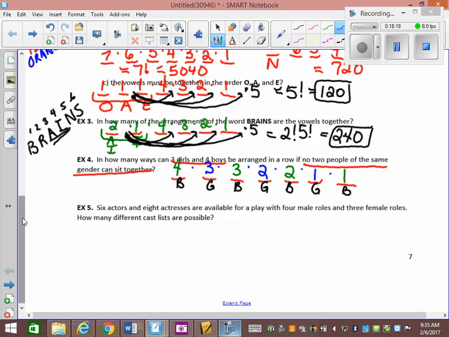Now if you look at all the green ones, 4, 3, 2, 1, what does that make? 4 factorial. So the green ones make 4 factorial. And what do the blue ones make? 3 factorial. 3, 2, 1. So it's going to be 24 times 6, which is what?